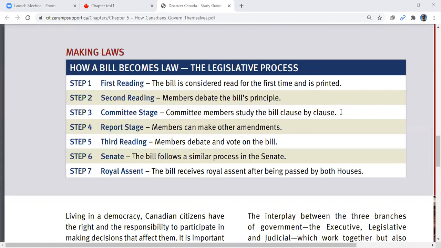Royal means like a king or queen, but we only have a Governor General. So the bill receives royal assent after being passed by both houses. That means it is now ascending. Assent means to go up. So it means the bill is now going up to becoming a law. That's what it means.